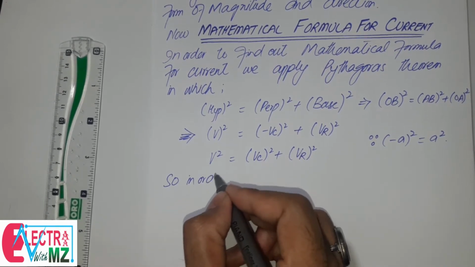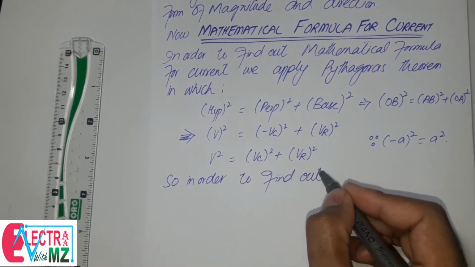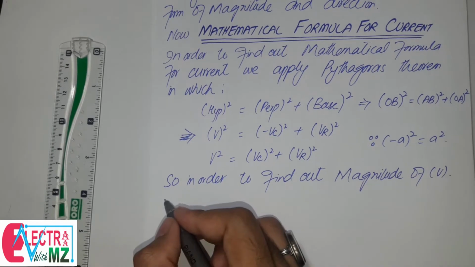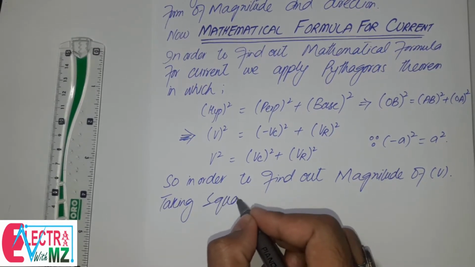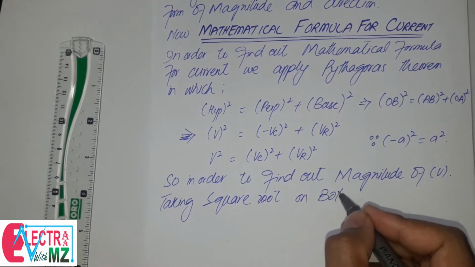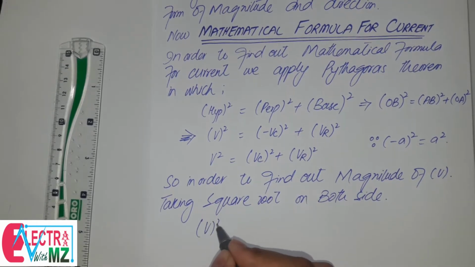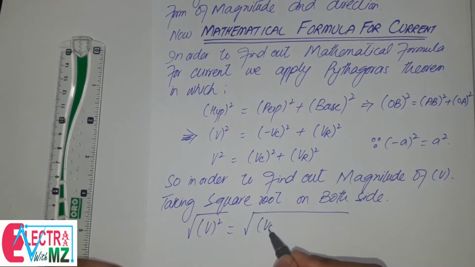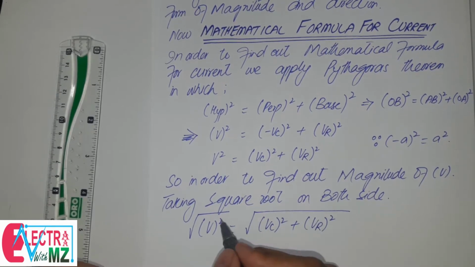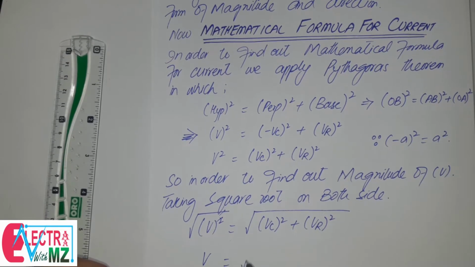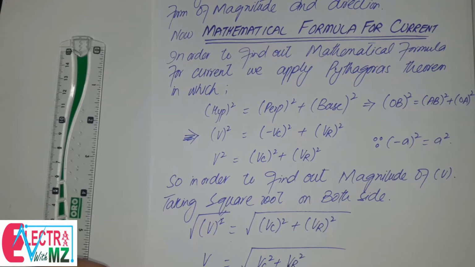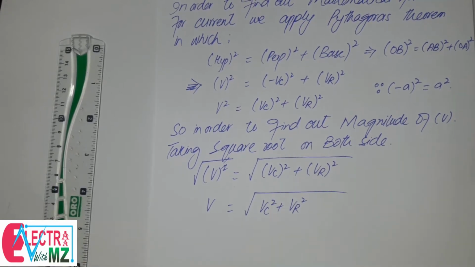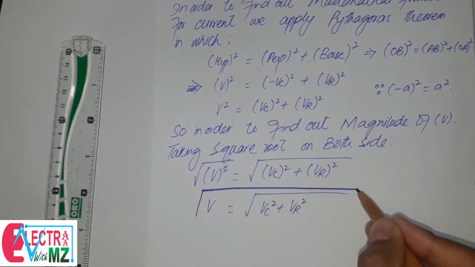So in order to find out the magnitude of voltage V, taking square root on both sides, okay, because this is the square of voltage and we need only the magnitude of voltage V. So V equals square root of VC whole square plus VR whole square. So if you have the value of VR and VC, you can calculate the magnitude of voltage in case of RC series AC circuit easily.